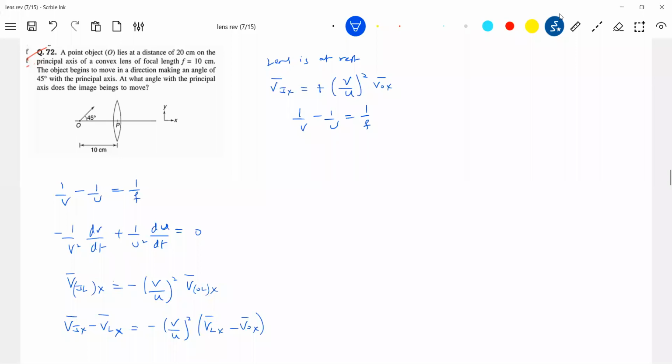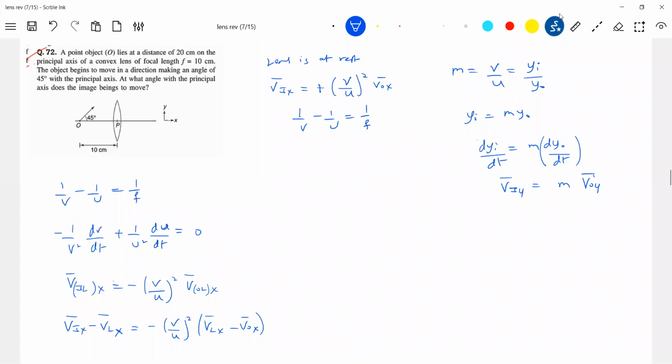Okay, this is about the x component. What about the y component? We know magnification is v by u, and this should be equal to yi by yo. Differentiate this. Already what we discussed in the mirror, the same idea. So this will become VIy equals magnification into VOy.